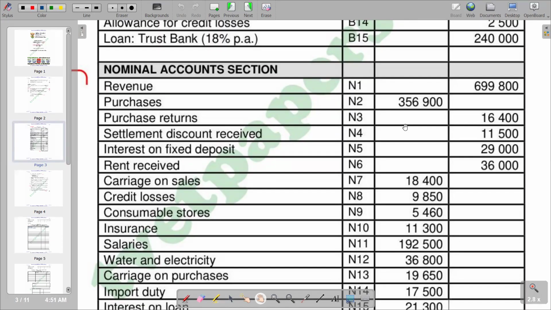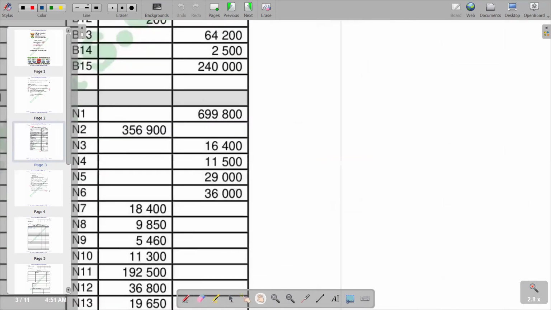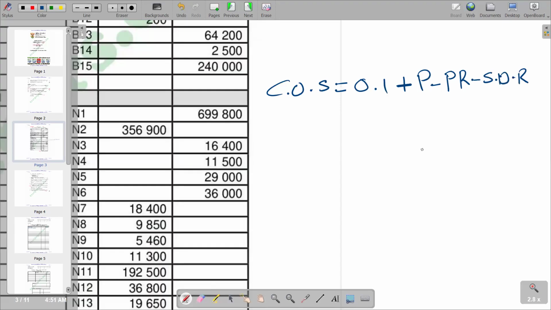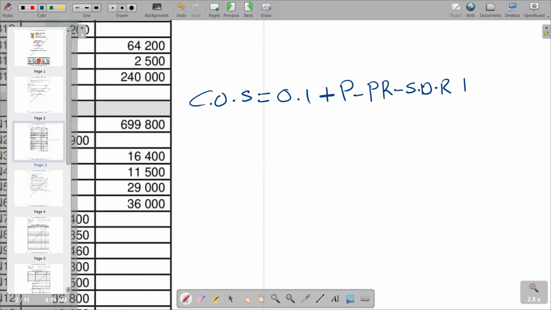Remember the formula that we are going to use to calculate cost of sales. Cost of sales is equal to your opening inventory, plus your purchases, less purchase returns if they are there. If you have any settlement discount received, you subtract again. Any carriage on purchases, you are supposed to add. And finally, you subtract your closing inventory.